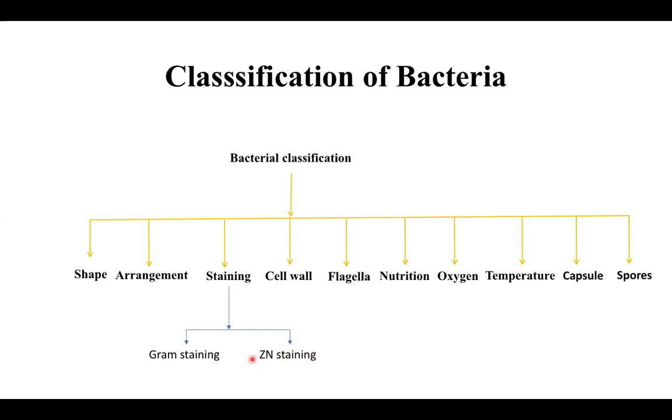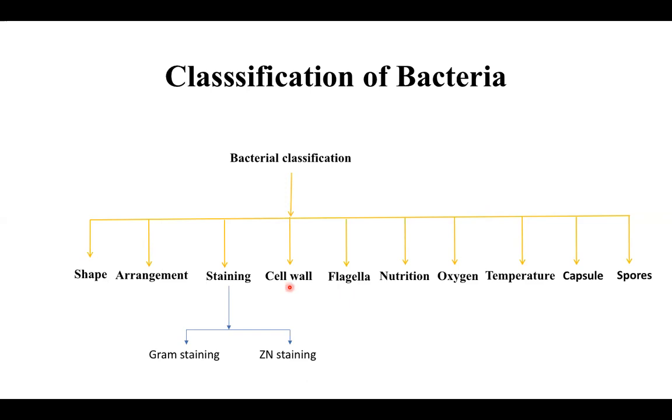In case of the ZN staining or the acid-fast staining, on the basis of the Ziehl-Neelsen staining technique, we also classify the whole group of bacteria, the medically important group of bacteria, into two categories, that is acid-fast bacteria and non-acid-fast bacteria. Those bacteria which retain the color of the primary stain, that is carbol fuchsin, and appear pink, are known as acid-fast bacteria. While those which retain the color of the counter stain, that is methylene blue, and appear blue, are known as non-acid-fast bacteria.